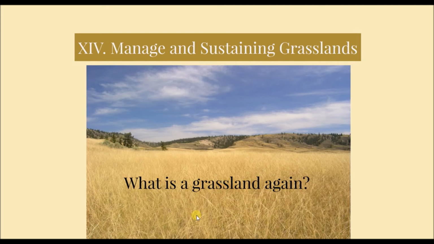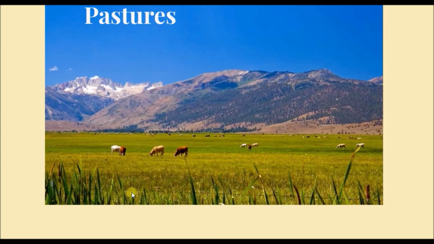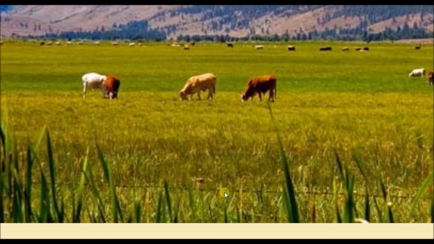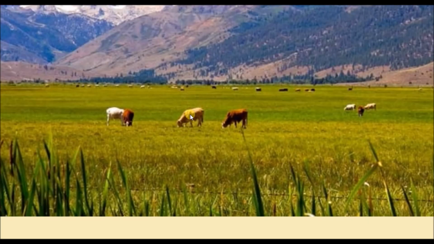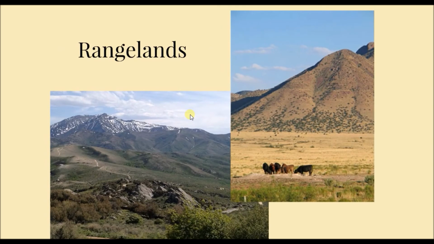Sorry. Alright, so managing and sustaining grasslands. Grasslands, again, are predominantly dominated by grasses. That's why we call it a grassland. Pasture is a word for basically a grassland area that we have fenced off. So here you can kind of see the barbed wire in this area. We see a lot of pastures, especially if you drive up towards Willard or up towards Idaho. You see a lot of pastures there. So that's kind of the definition of a pasture, something that's basically fenced off.